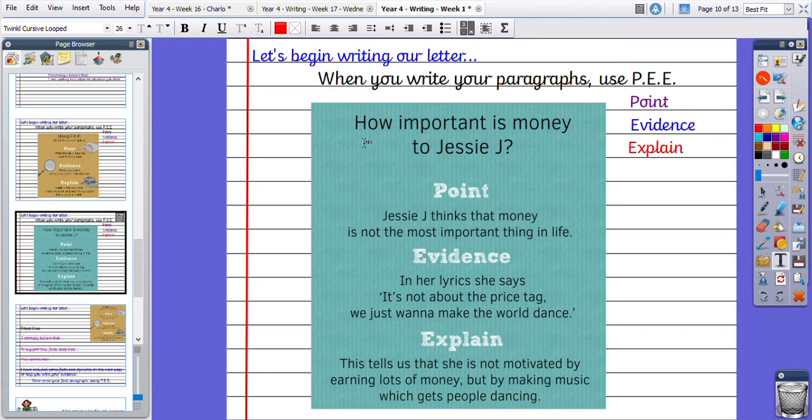Okay, so how important is money to Jessie J? So our point is Jessie J thinks that money is not the most important thing in life. The evidence we have is because in her lyrics she says it's not about the price tag, we just want to make the world dance. Okay, so we've found evidence from her song lyrics. And explaining that, this tells us that she is not motivated by earning lots of money, but by making music which gets people dancing.